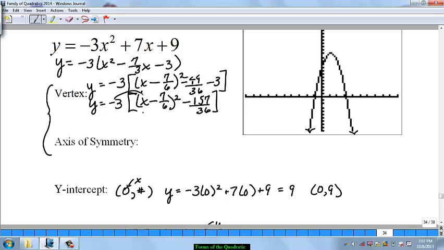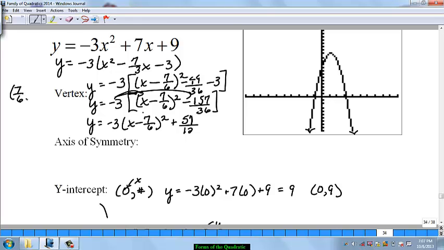And then we're going to factor the -3 through, because we're done. So y equals -3 times (x minus 7/6) squared plus 157 over 12. So our vertex is, and I'm kind of running out of room here, you guys will have space, but I'm going to put it on the side here. The vertex is going to be 7/6 comma, because you have to change the sign in the middle, 157 over 12. Okay, that's our vertex.